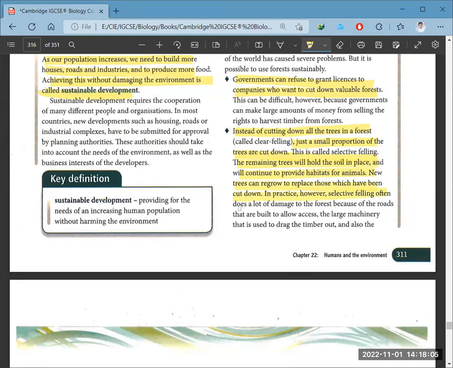Instead of cutting down all the trees in a forest, just a small proportion of the trees are cut down. This is called selective felling. The remaining trees will hold the soil in place and will continue to provide habitats for animals. New trees can regrow to replace those which have been cut down. In practice, however, selective felling often does a lot of damage to the forest because of the roads that are built to allow access.